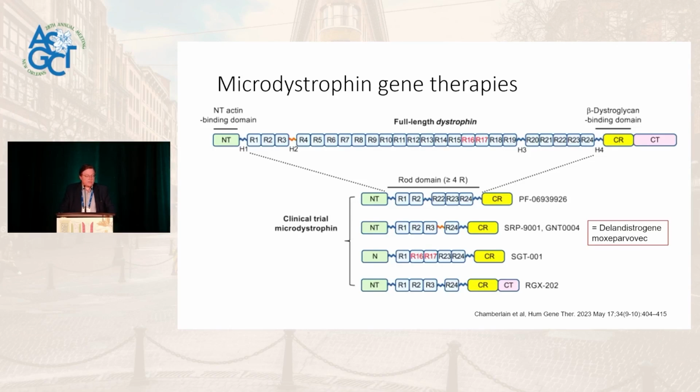These are different versions. The R here represents those spectrin-like repeat elements. I'll just call out Solid's SGT transgene and Regenx's RGX transgene. Data from those trials are going to be presented this weekend. Each of them are different transgenes, though. They are actually functionally different transgenes.